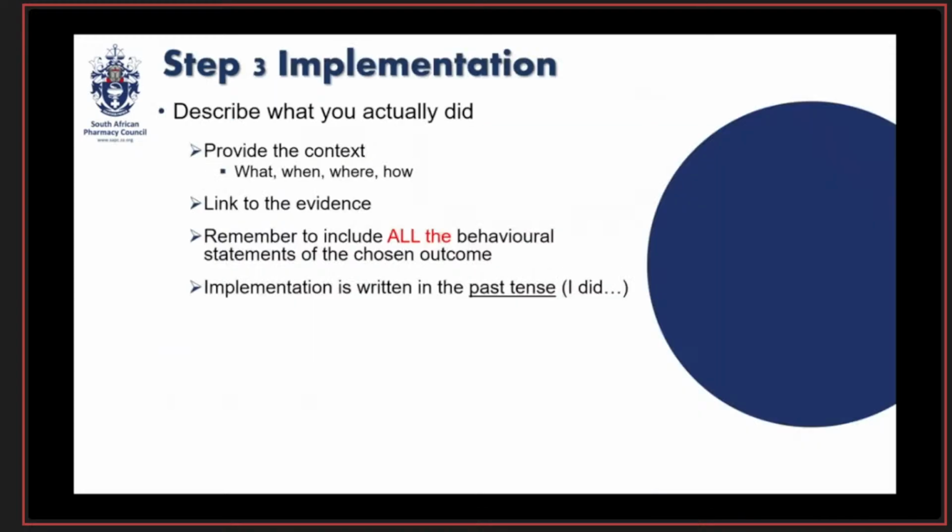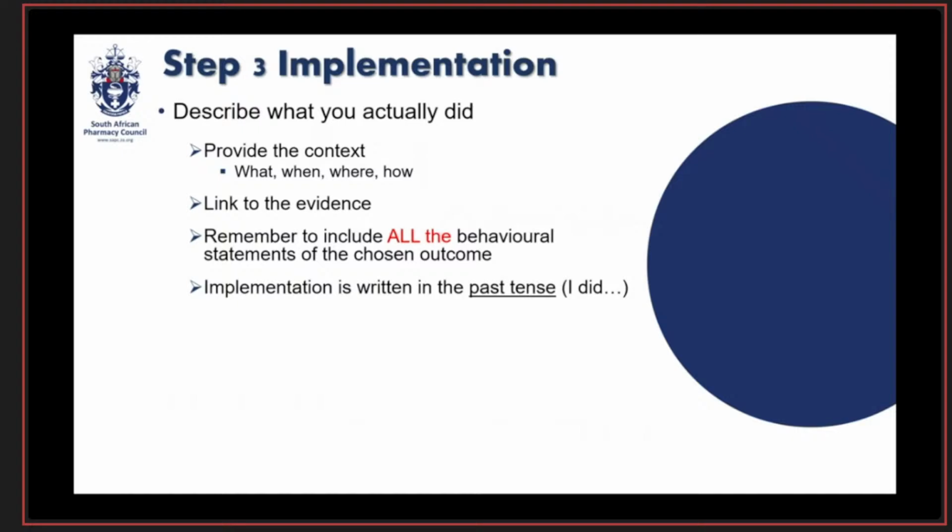The third step of the cycle is the implementation. Remember, we now planned in the future tense, and now we tell the assessor and the moderator what we did. So now we're moving over to the past tense. So we describe what we actually did. So we provided the context for what, where, when, how. I conducted a public health campaign on the 7th of March in the wherever you did that. So what, where, when, and how.